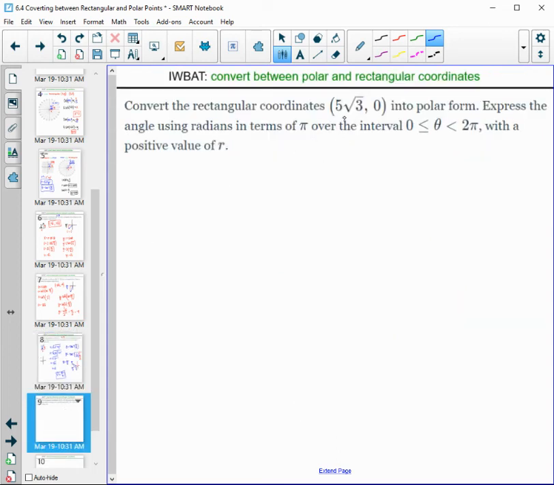All right, then let's look at this one. 5 root 3 comma 0 is your x, y. Now if one of the coordinates is a 0, that means it's a quadrantal angle, which makes some of this a lot easier. So this point is at 5 square root 3, 0. This is your x and your y. Remember, we need the r value and the theta.